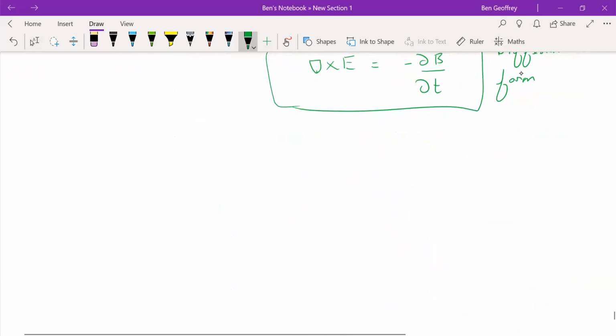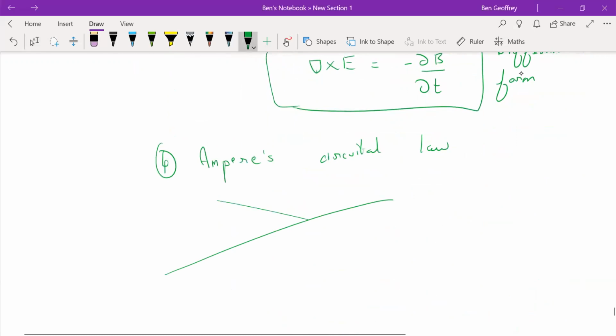Let's go to the fourth Maxwell's equation. This is called Ampere's circuital law. You might have studied this, but even if you didn't, I'll tell you what it is right now. If you have a bunch of currents going like this, and they cut through a closed path, a circular loop, so this is current I1, this is current I2, they are both cutting through the circular path.